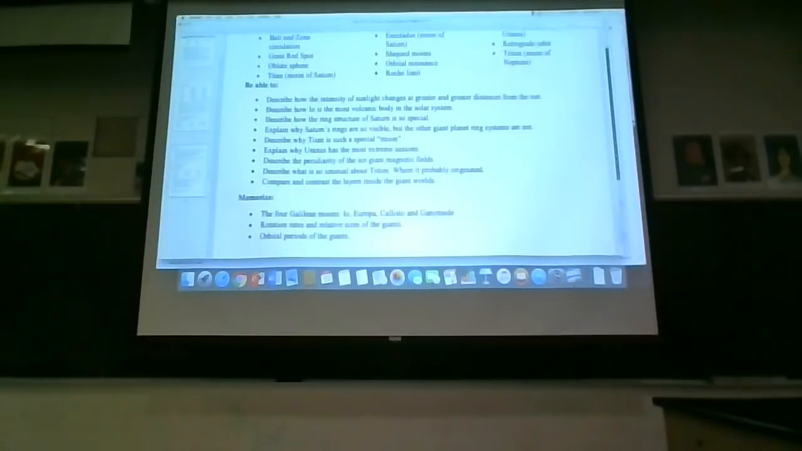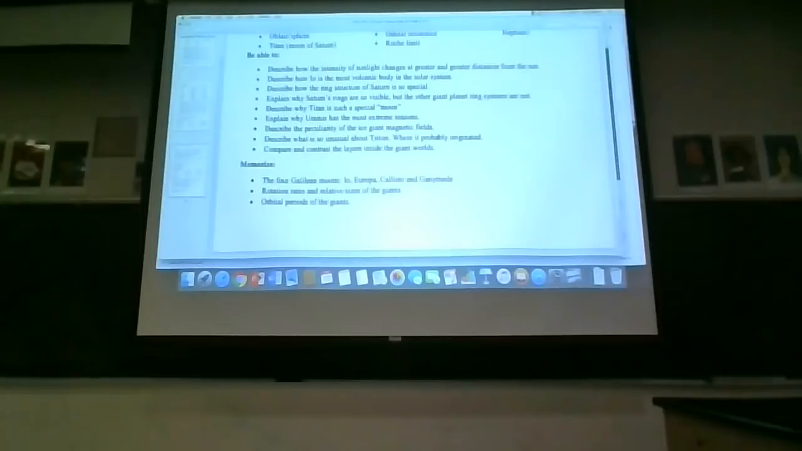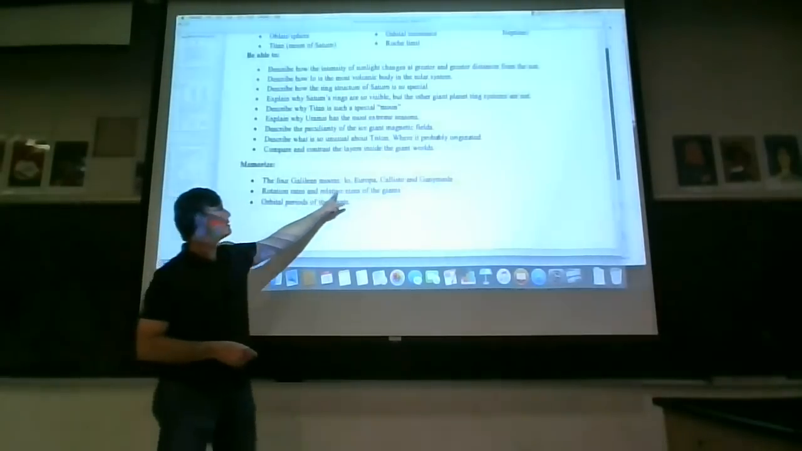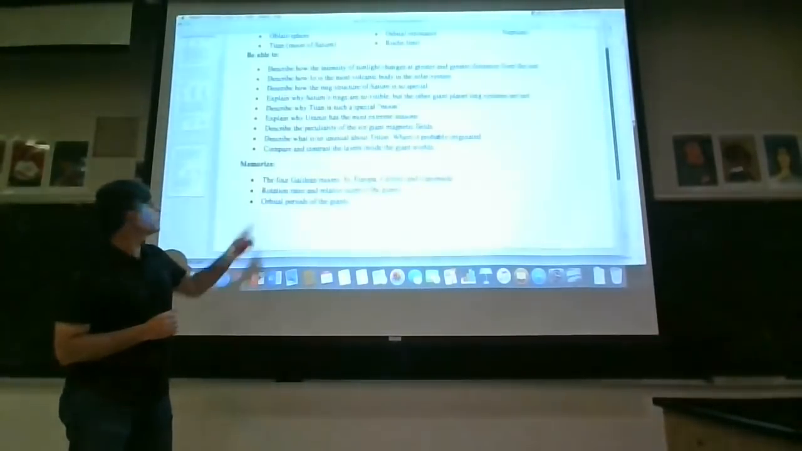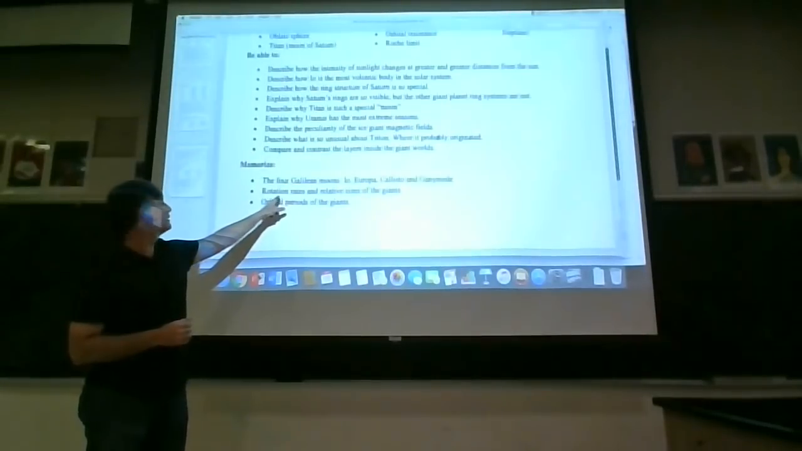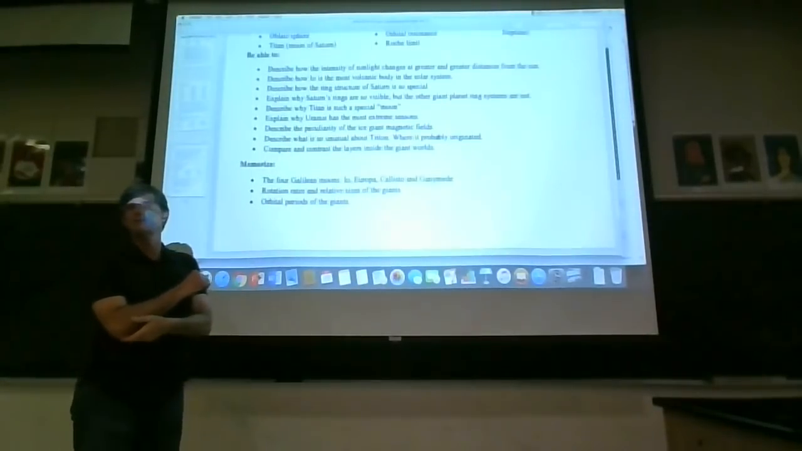Okay, memorize the 4 Galilean moons. These are in order. The one that's closest is Io. Europa's next. Callisto, Ganymede. Rotation and relative sizes, I just did that with you. Rotation rates. Anybody remember the numbers?